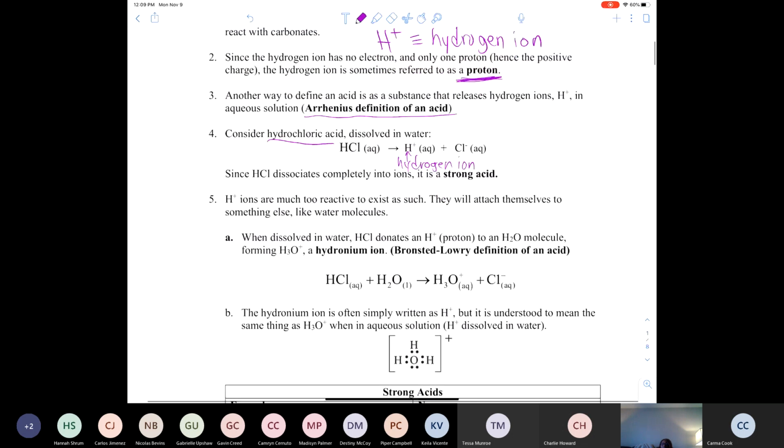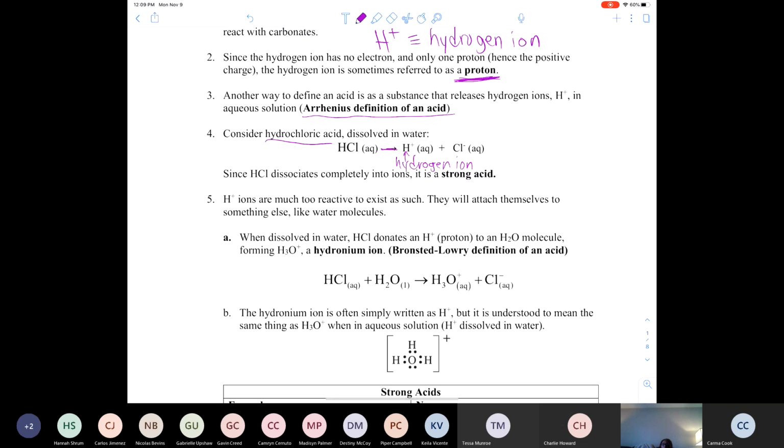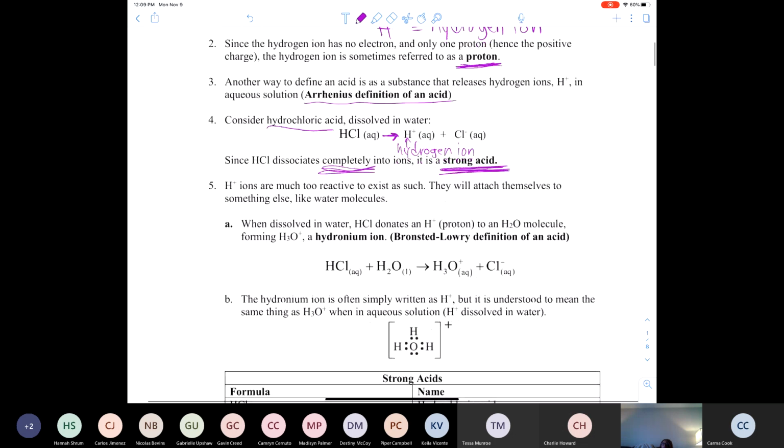And when we see the dissociation of the HCl into its two ions, you have the forward arrow. And that means that the HCl dissociates completely into its two individual ions. That is what makes it a strong acid. Strong acids dissociate completely into their individual ions. H plus ions are very, very reactive, so they do not stay in ionic form very long because they want to react with something. So they're going to react and attach themselves to something else, like water molecules.